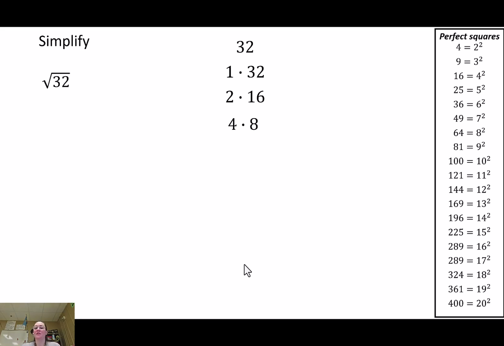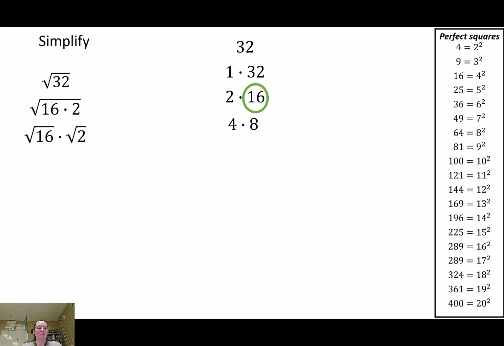Okay, so 4 and 16 are my 2 perfect squares. I want to pick the largest because otherwise I don't get it simplified enough. If I took 4 and 8, well, 8 also has another factor of 4 in there, so I would still have to simplify more. So I'm going to pick 2 and 16. Now, I'm always going to put my perfect square first. It's just going to make it easier when we get to things that have coefficients. So again, I can split this into 2 because I know the rules of multiplying, right?